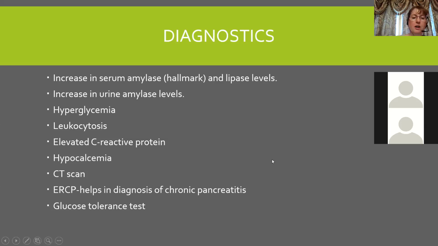When we're trying to figure out what's going on with this person, we're going to be doing labs. Just like you did in your one case study, it talked about the pancreatic enzymes, amylase and lipase and all that. So you are going to be drawing those levels. Amylase is going to increase within 12 to 24 hours and remain increased for 2 to 3 days. Continued elevation could indicate a pancreatic abscess or pseudocyst.